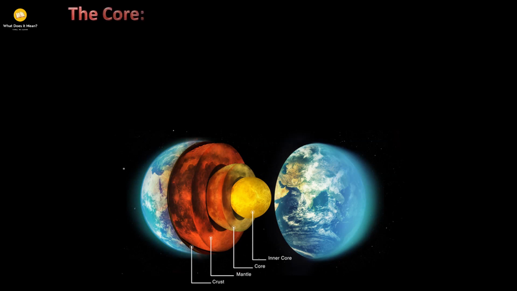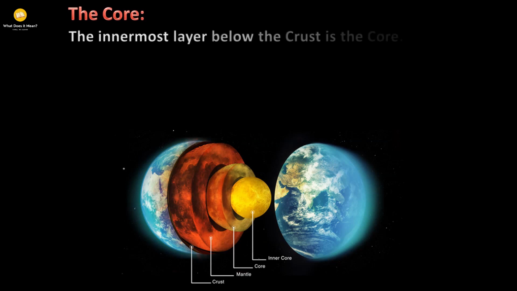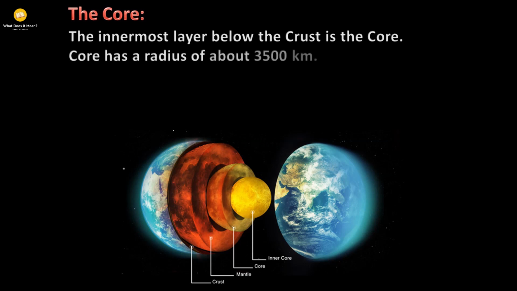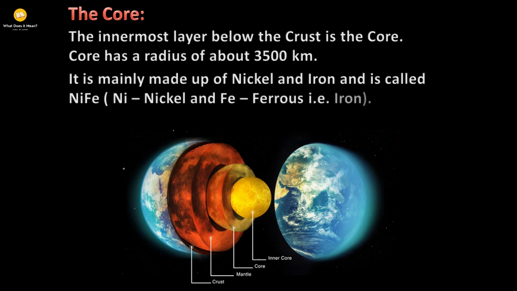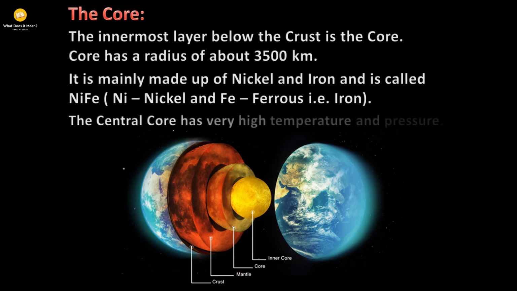The core. Well, the innermost layer below the crust is the core. In fact, core has a radius of about 3,500 kilometers. Core is made up of nickel and iron. The central core has very high temperature and pressure.